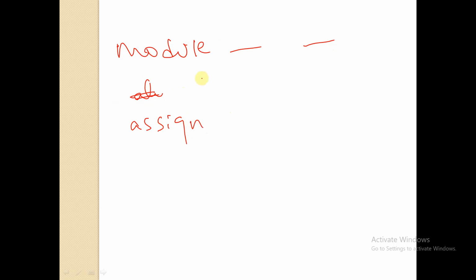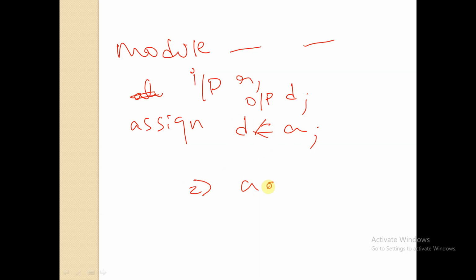And the last final question for the day. If there is a module like this, with some module name, and I've declared some input and output ports. My input port is A, and my output port is D. Assign D is equal to A. I'm driving the value of A is equal to 1. So what will be the value of D? Any answer?